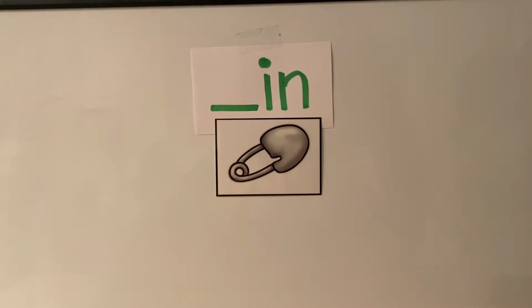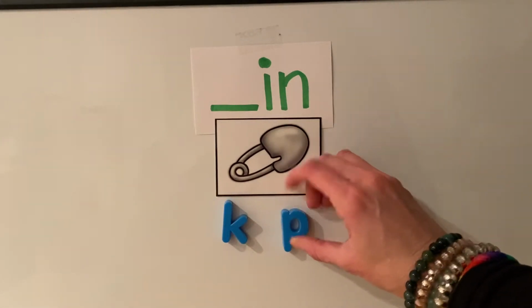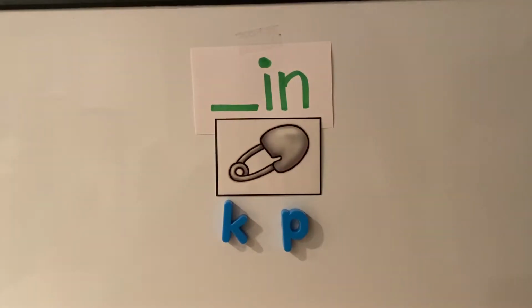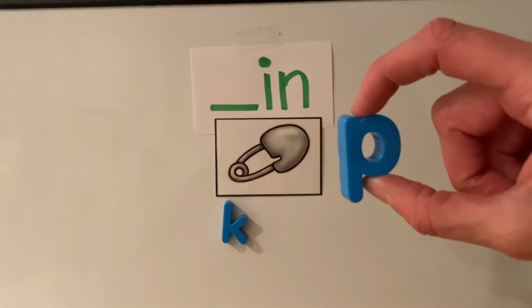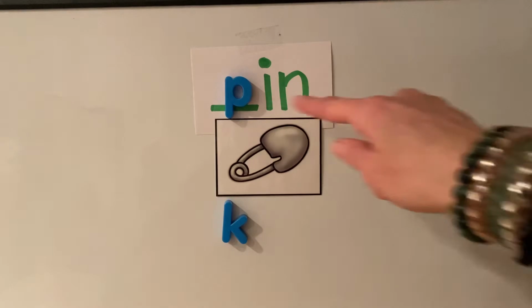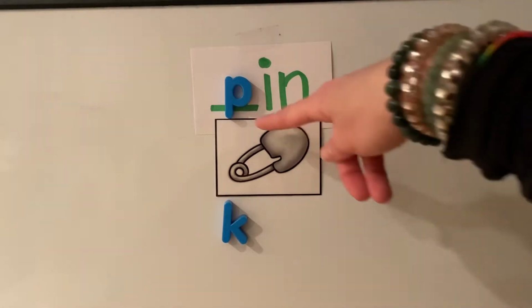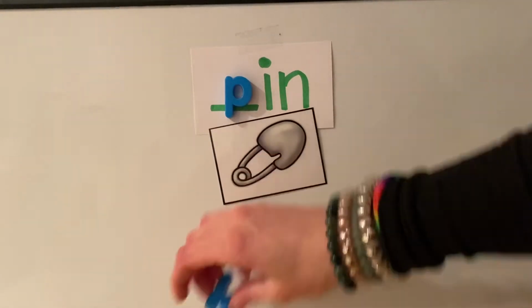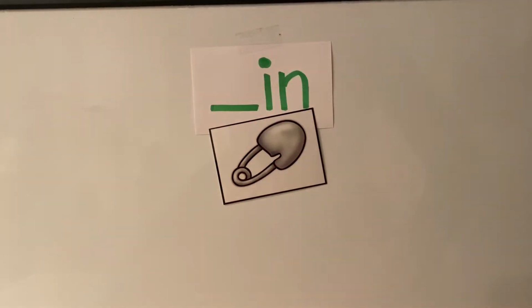Pin. What letter do you need in the beginning of the word to make pin? Listen to that beginning sound, pin, p, pin. It's the letter P. P in says pin, pin. Great work. Let's try another picture.